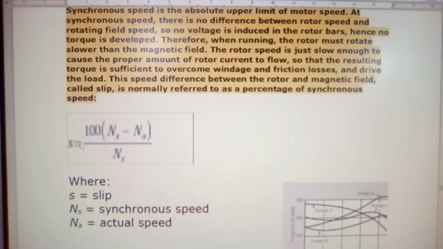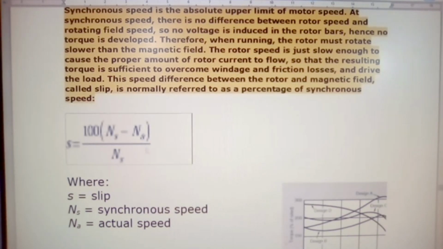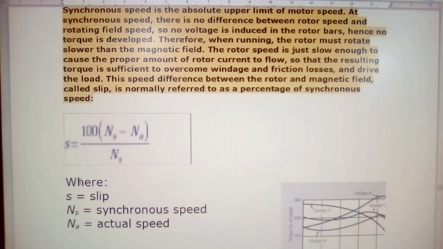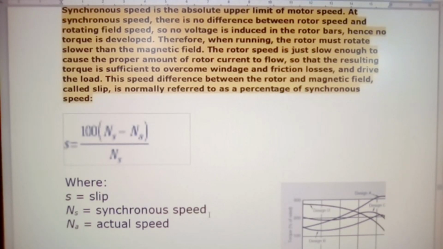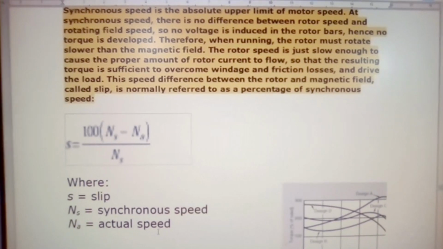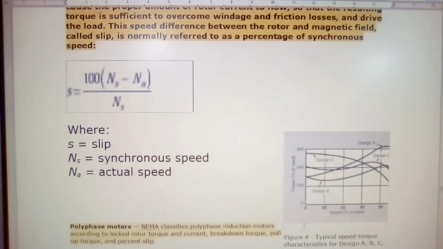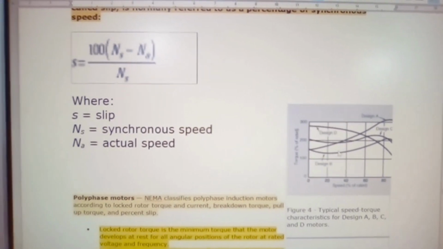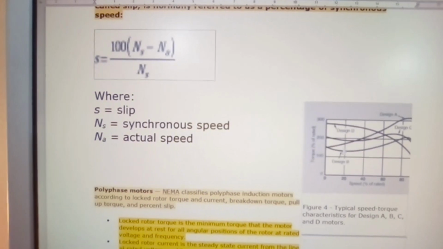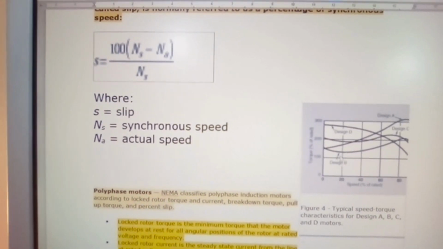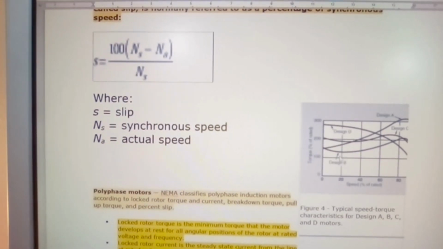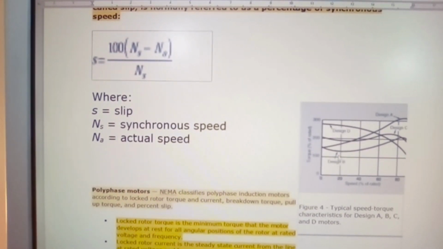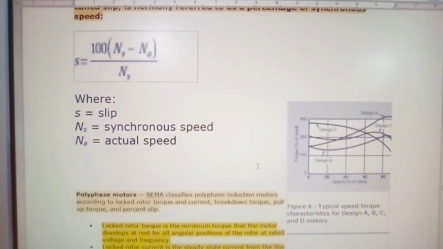That's S equals (NS minus NA) over NS, where S equals slip, NS equals synchronous speed, and NA equals actual speed. Here you have your waveforms, but they haven't come out quite well. So I would recommend you look up the torque to speed ratio in regards to the waveform for different types of motors, design D and design B. That's a little job for you to do yourself.